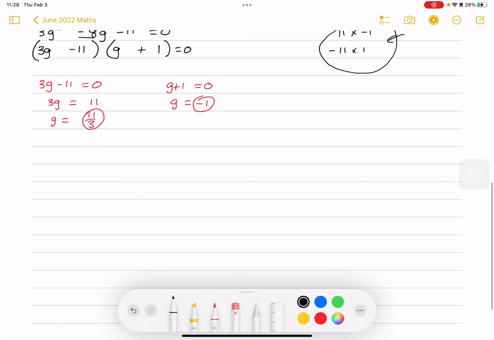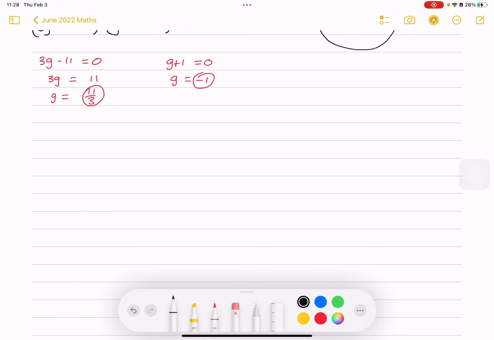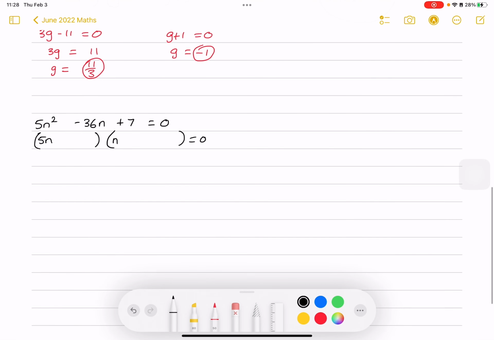So I will do one more, because it's the same thing, right? Let's do a 5 this time. Alright, so 5n squared minus 36n plus 7 equals 0. And again, 7 is a prime number, so we are in luck, right? So 5n and n, that gives me 5n squared.